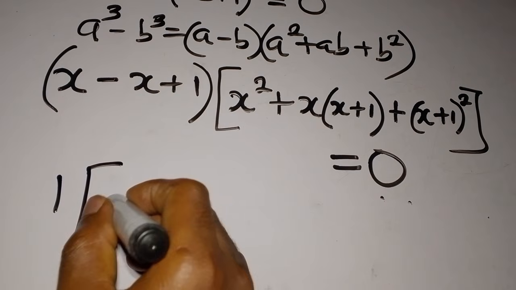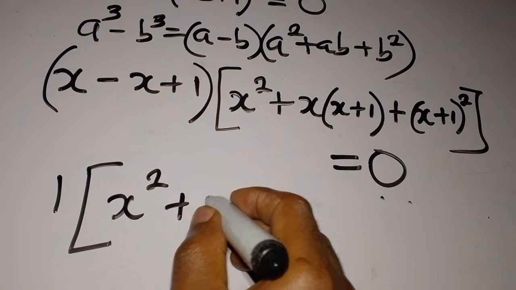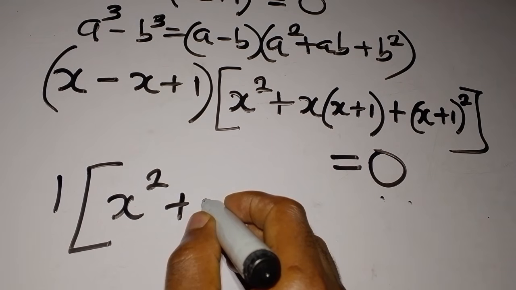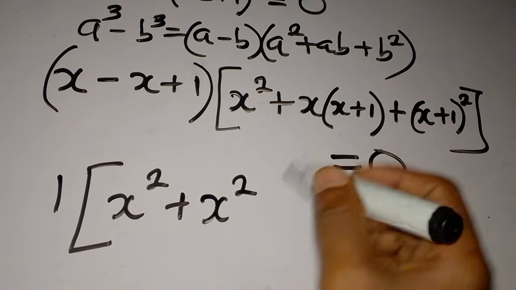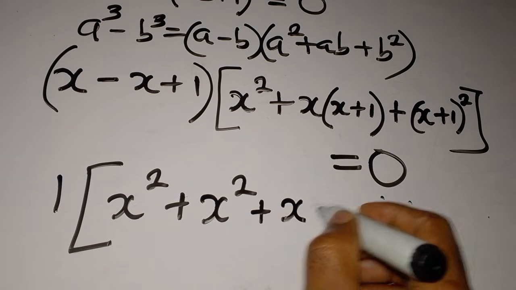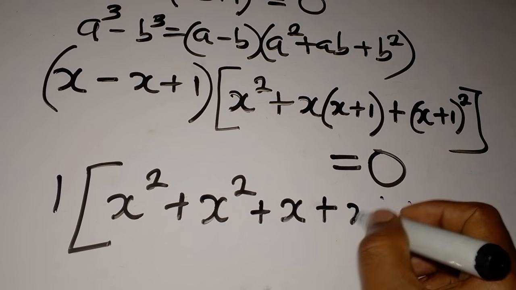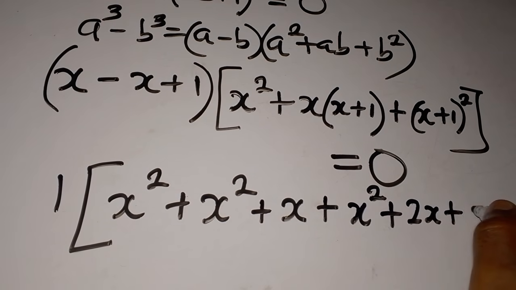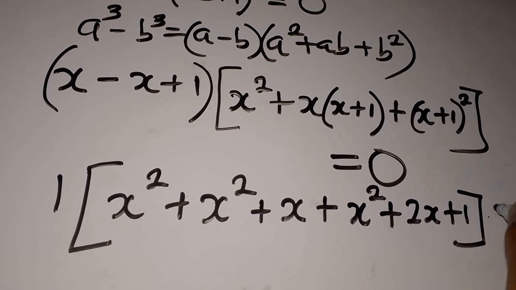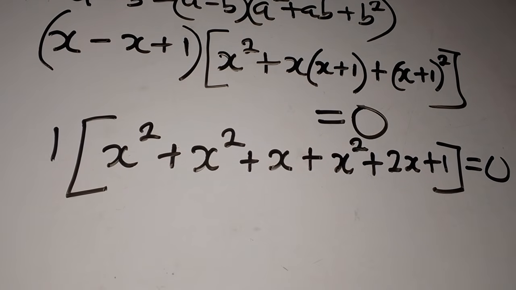For this, we have x squared plus this multiplied by this. That will give us, what do we have? We have x squared again. Then x times 1, that will be x. Then plus the expansion of this, which is x squared plus 2x plus 1. That is the expansion, and it's all equal to 0. Now, 1 times anything is the same thing.